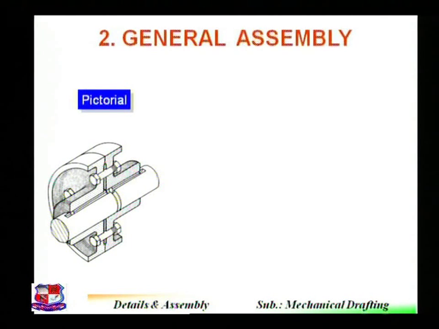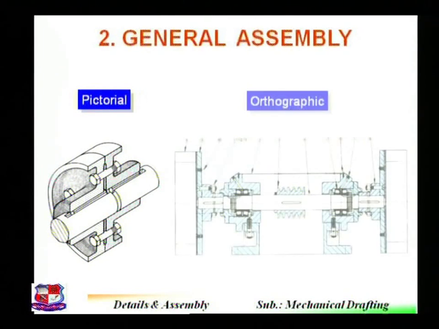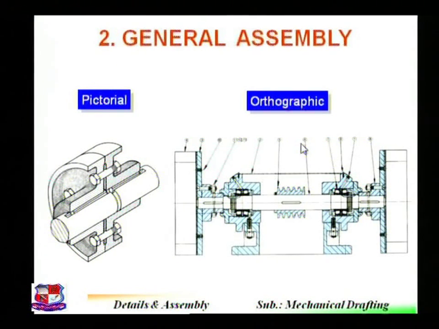This is the pictorial representation of general assembly, and this is the orthographic representation of the same assembly. The parts are numbered in some sequence, say part number 1, 2, 3, 4, 5, 6, 7, 8, 9, 10 and so on, and they are numbered like this.